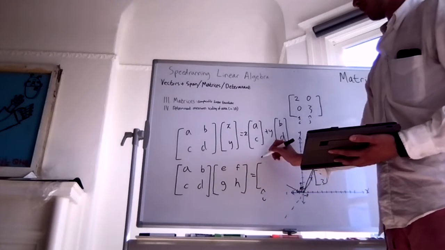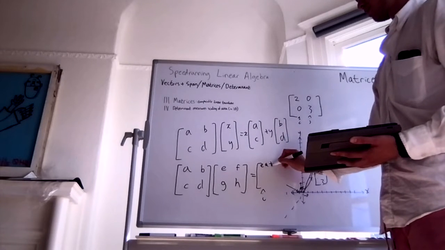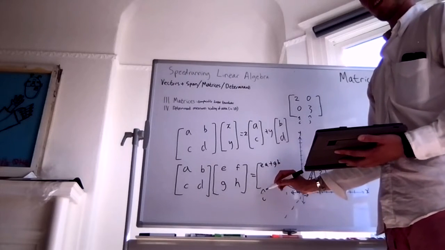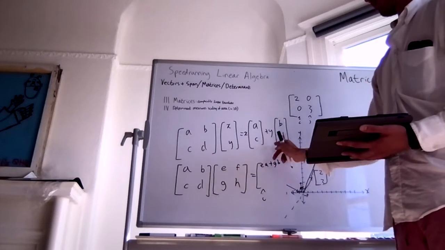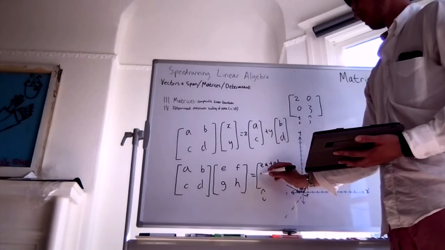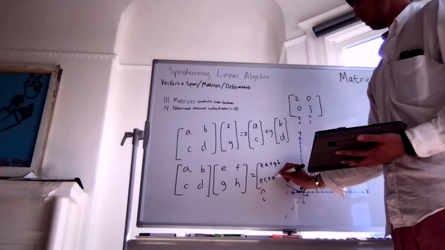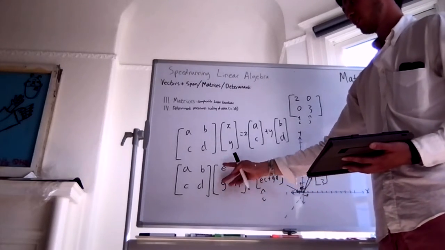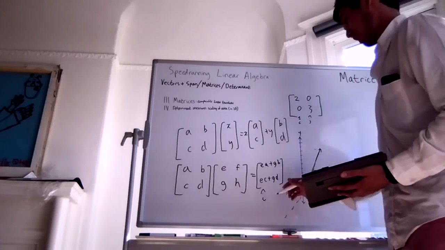And that's going to be like this. It's going to be E times A plus G times B, right? Because right now it's just like subbing in E and G for X and Y here. So it's going to be E times A plus B times G, and then it's going to be E times C plus G times D. So this is just the vector multiplication of EG and ABCD. And you just do the same with the right-hand side.